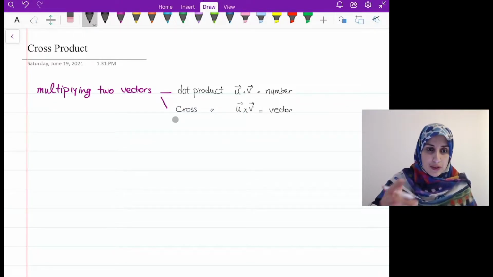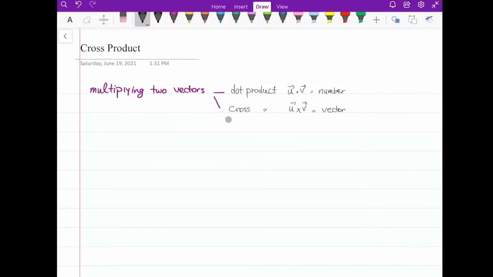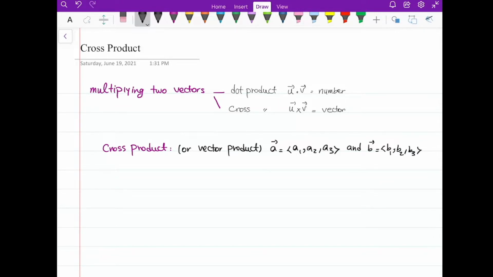So what is a cross product? Cross product, or sometimes we call it vector product. If we have a vector A with components A1, A2, A3, and B with the components B1, B2, and B3, then the cross product of A cross B would be a determinant.